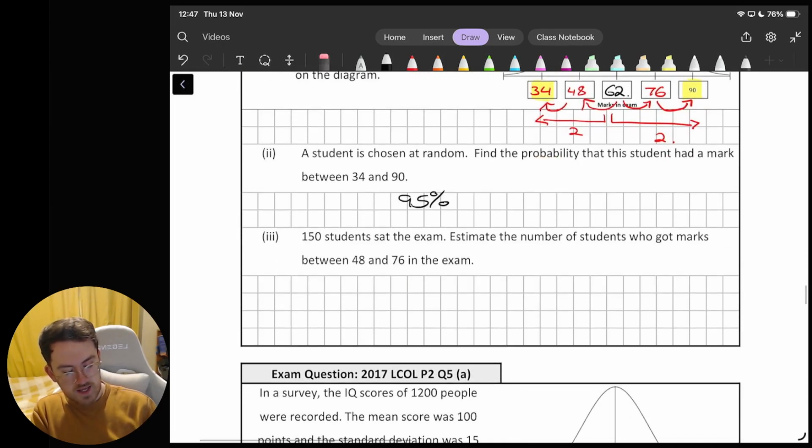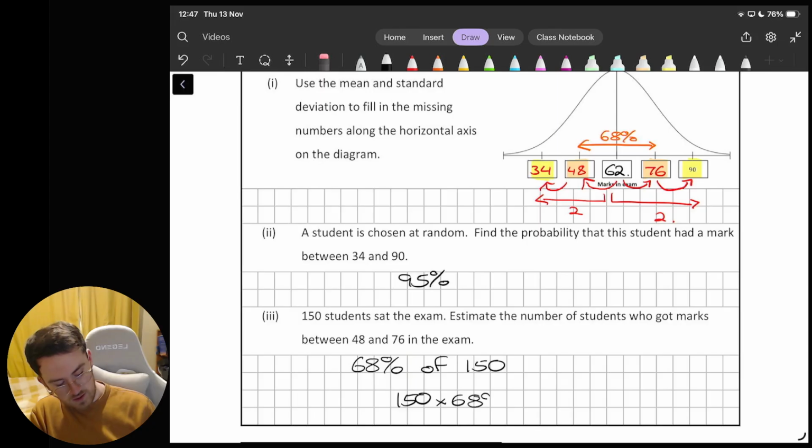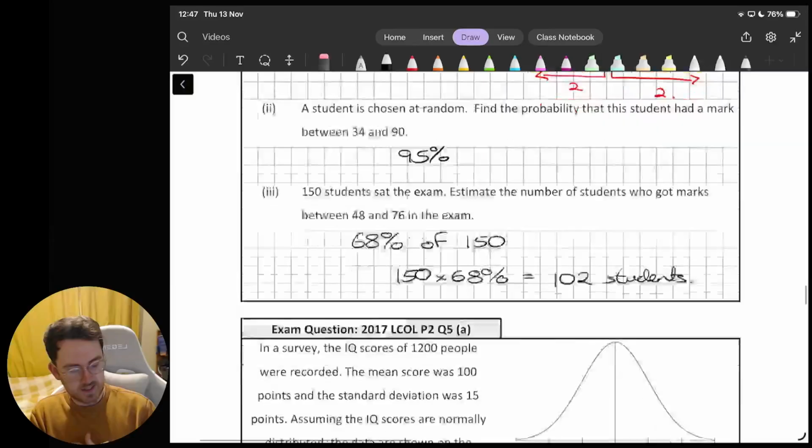150 students sat the exam. Estimate the number of students who got marks between 48 and 76. So 48 is here, 76 is here. That's just 1 step either side, and we know that that is 68%. But here they want how many people, so 68% of 150. We can calculate that using a calculator to get our answer. That is 102 students. So again, really just fluently using those different proportions, using those different percentages.